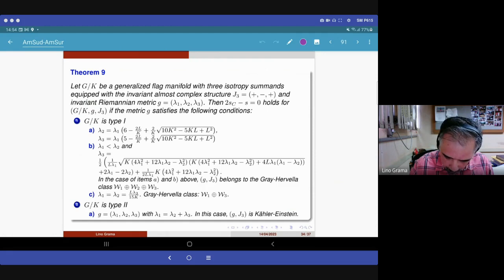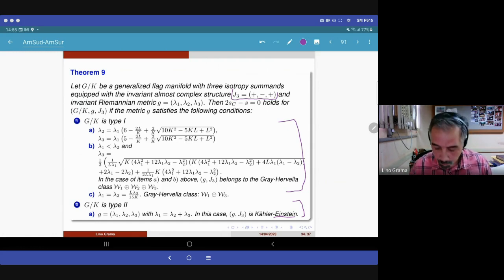And then the same game here. Again, J3 is another invariant almost complex structure. This is integrable for the type 2. Again, we arrive at Kähler. A posteriori, we discovered this is Einstein also. And for type 1 it is not integrable. And we have lots of examples. And of course, the dimension here is very high.